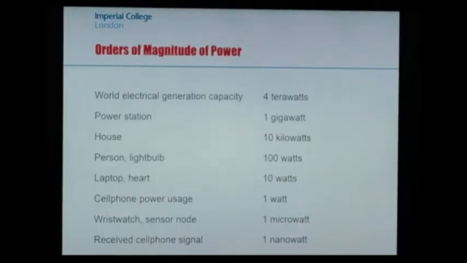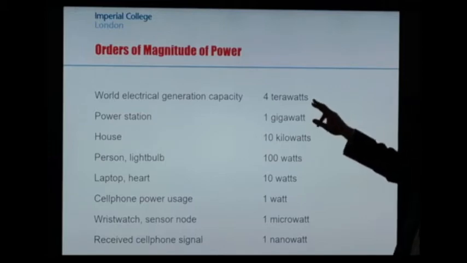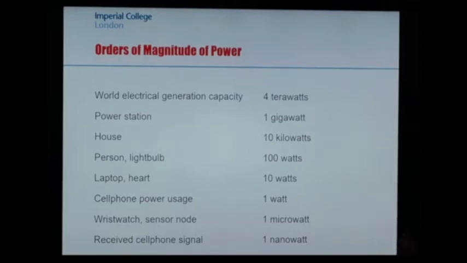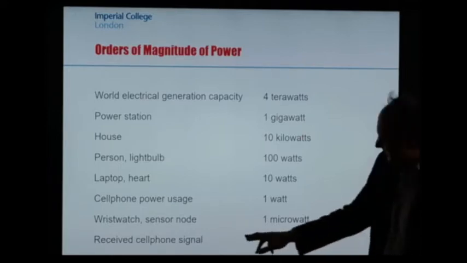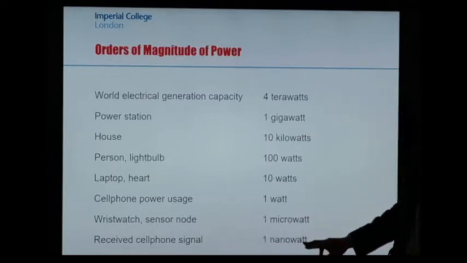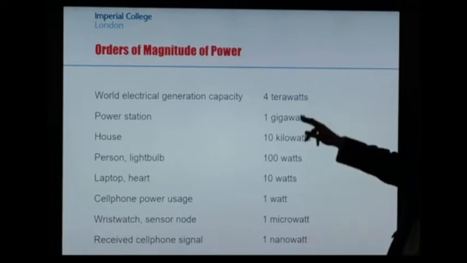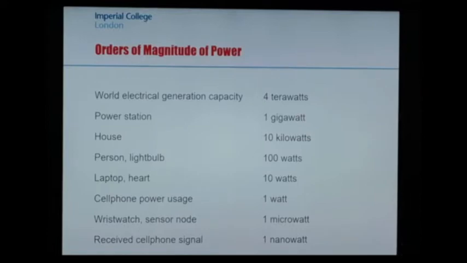Just to have a brief overview in terms of the dynamic range of power and energy, the total world electrical generation capacity is around about 4 terawatts. And down at the other end, the signal power that you receive on your cell phone is about 1 nanowatt. And of course, in between, we've got all of these different typical devices. I hope that many of you have a feel for matching power to a specific thing.